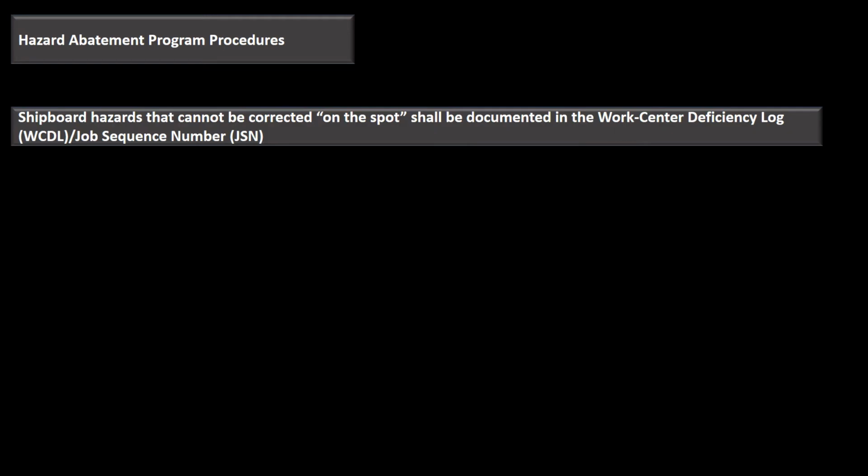All right, so hazard abatement program procedures. Shipboard hazards that cannot be corrected on the spot have to be documented. And the place we're going to document them is what's called the Work Center Deficiency Log Job Sequence Number, okay? The WCDL/JSN, Work Center Deficiency Log Job Sequence Number.